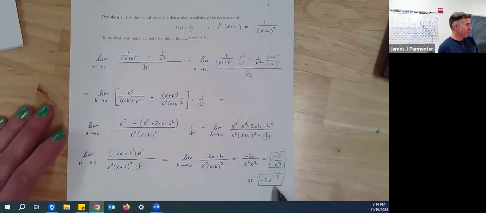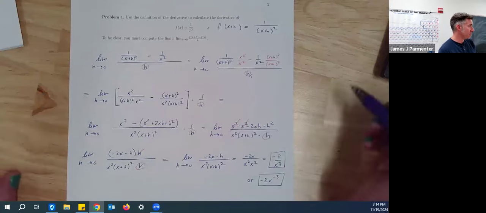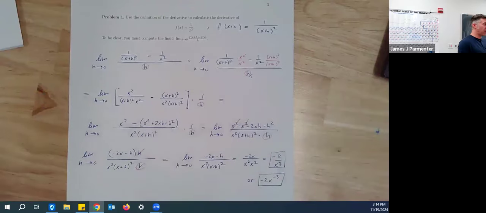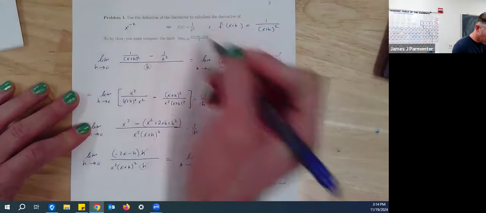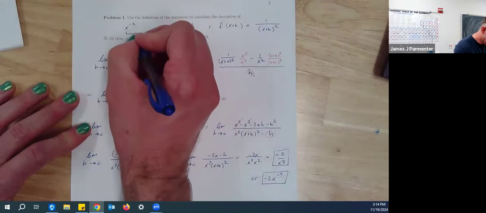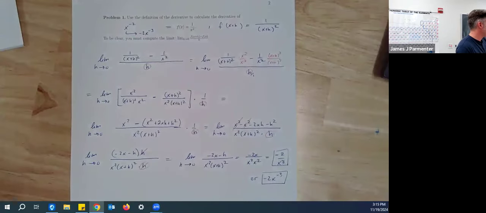I'm just writing it this way to point out that you would have also gotten the same answer just using the power rule. Again, not that you should have used the power rule here because the instructions very clearly tell you what to do. But if you think of this as x to the negative 2, the derivative is definitely going to be negative 2 times x to the negative third. So it's nice to see that our answer actually is what we would expect it to be.